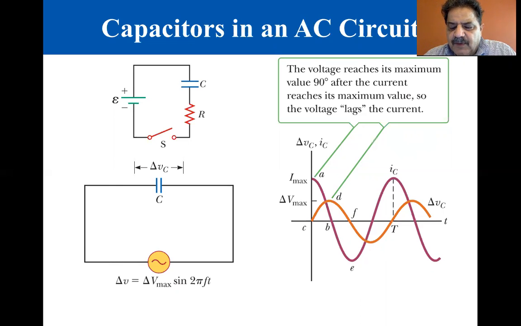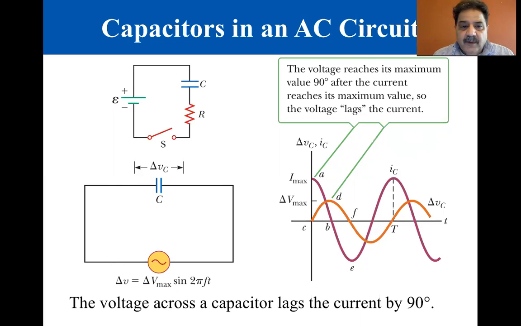In a purely resistive circuit, the current and voltage are always in step with each other. That isn't the case when a capacitor is in the circuit. As you can see in the graph, an alternating voltage is applied across the capacitor, and the voltage reaches its maximum value 1/4 of a cycle after the current reaches its maximum value. We say that the voltage across the capacitor always lags the current by 90 degrees. Okay, so the voltage across the capacitor lags the current by 90 degrees.